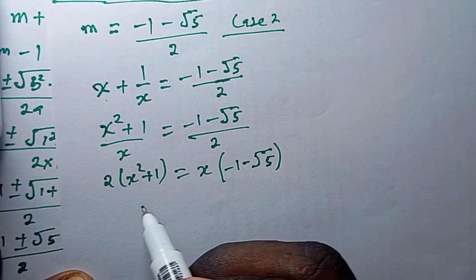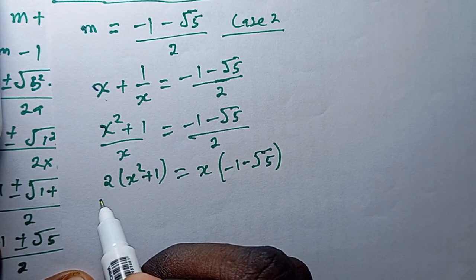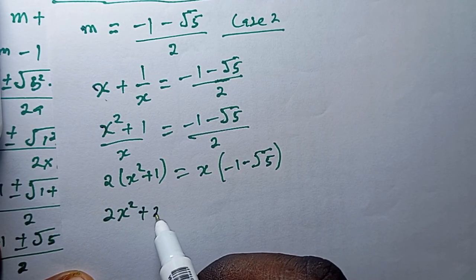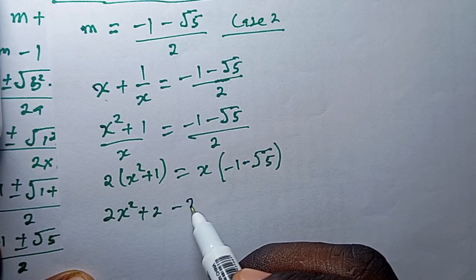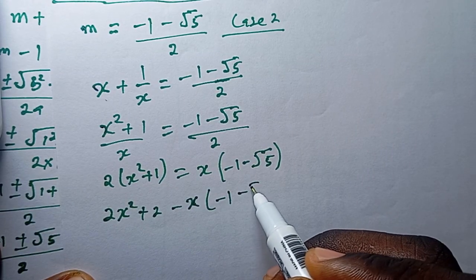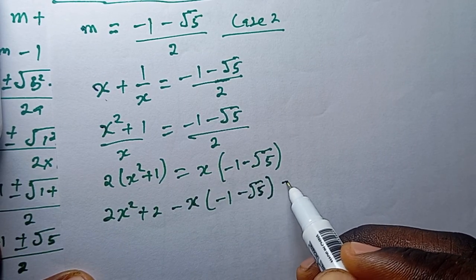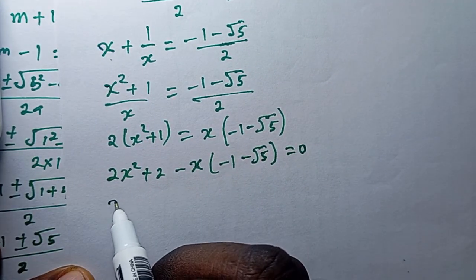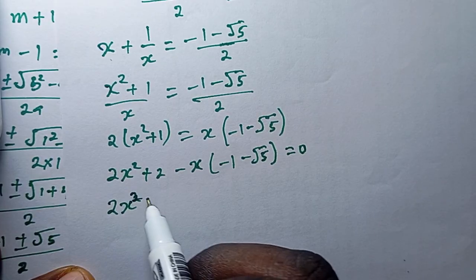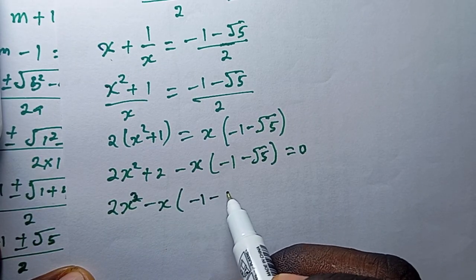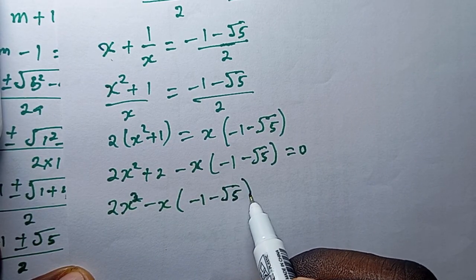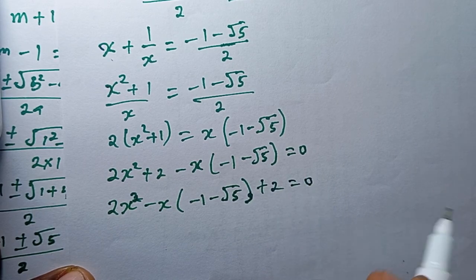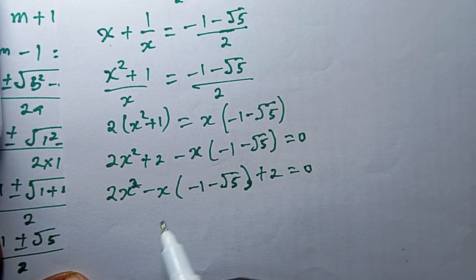Okay, so if we expand this, if you open this bracket, this is 2x squared plus 2, and then let me bring this one to the left hand side. So this is x into (-1 minus root 5), and all of this is equal to 0. So rearranging, I have 2x squared minus x into (-1 minus root 5), and then plus 2 is equal to 0. So this is another quadratic equation.